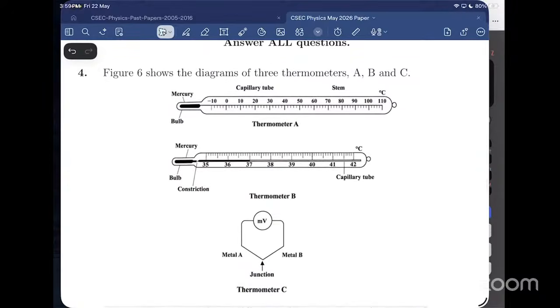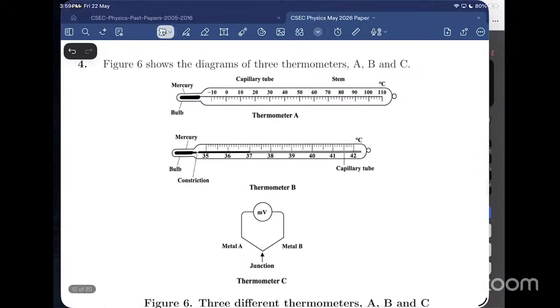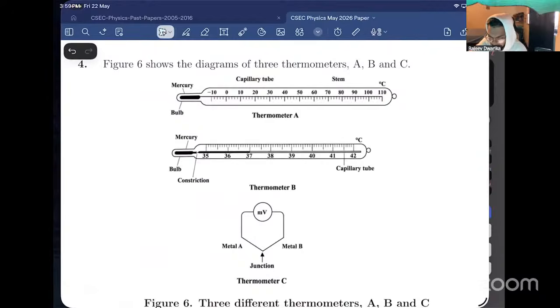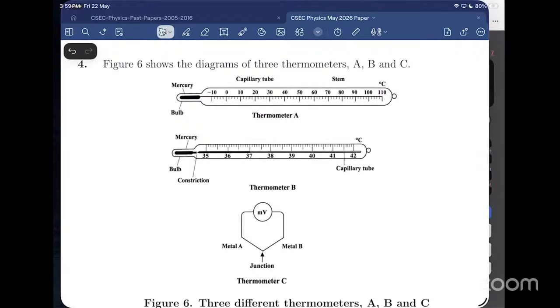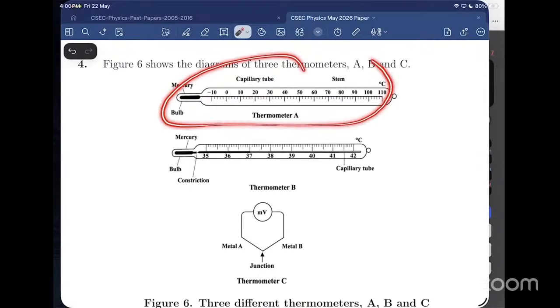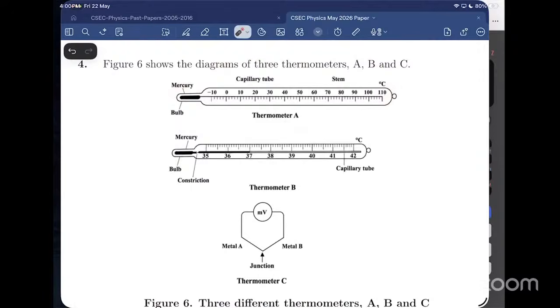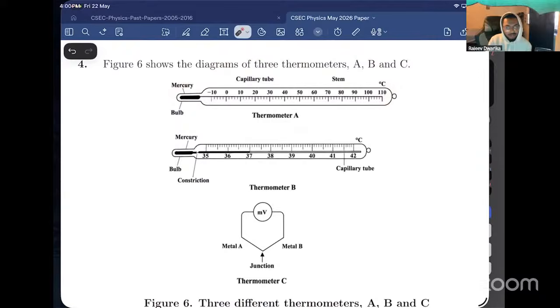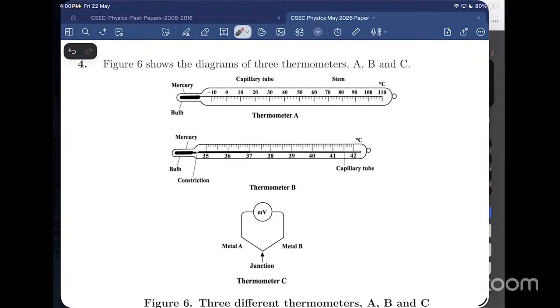So one question. I said the first one was a laboratory thermometer. The next one is a clinical. I found the other two, but for the first one, I said the degrees were a bit higher. No, it is a laboratory thermometer. That was good intuition. Or you could just say a mercury in glass thermometer.